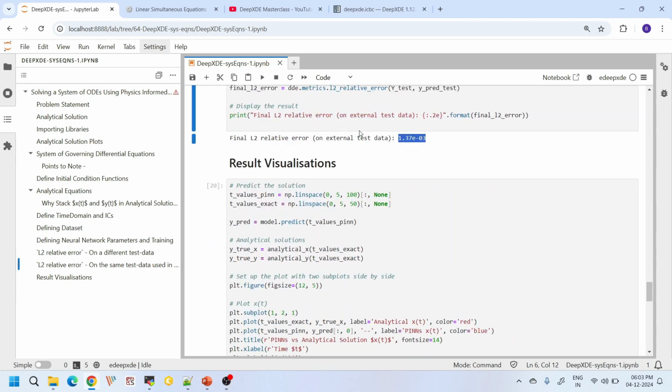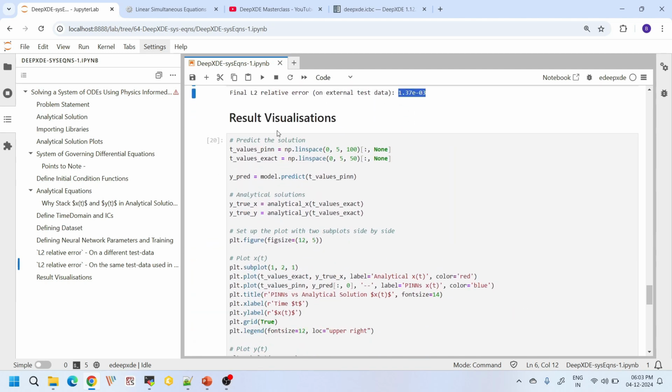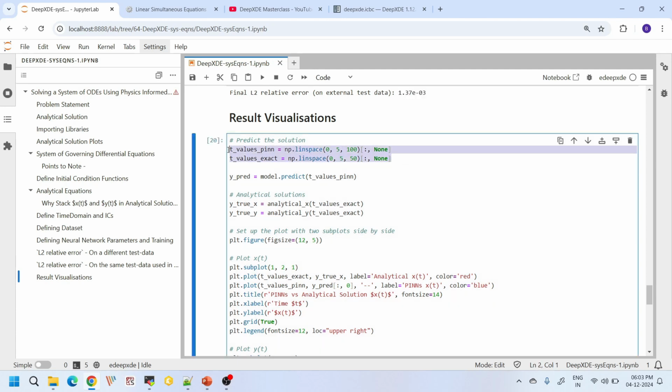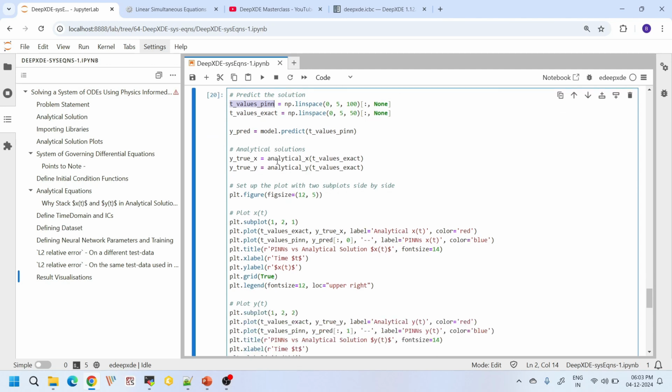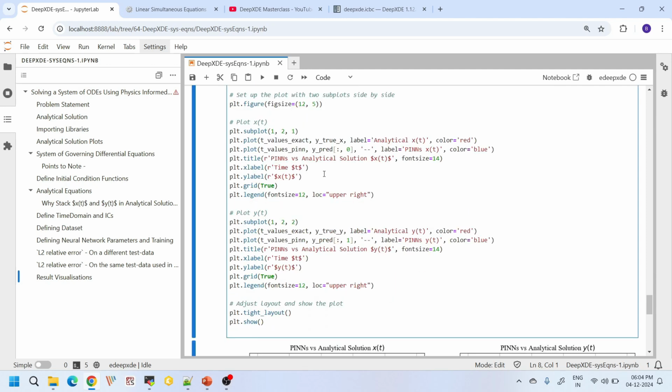And next, after performing these cross checks, I am doing some result visualizations. Here I'm generating some test values, the same set of values, generated twice for PINN evaluation and for exact solution evaluation. Then I'm evaluating the predictions, and evaluating the true solution from the analytical X and analytical Y functions. And here I am doing the plotting.